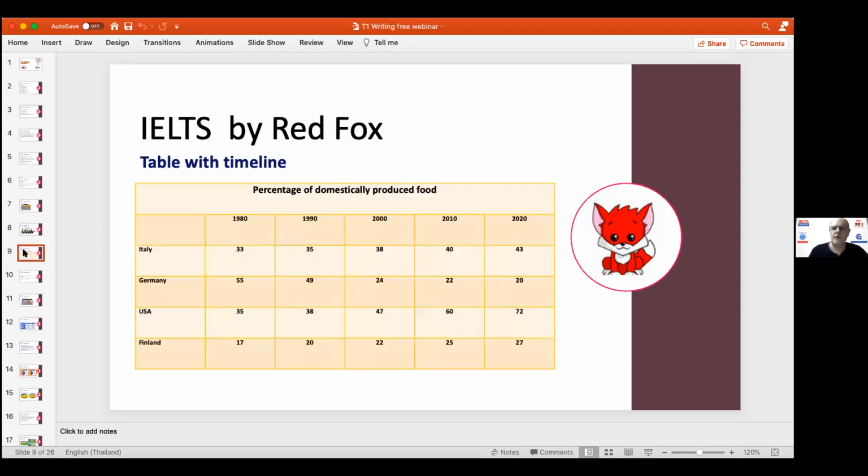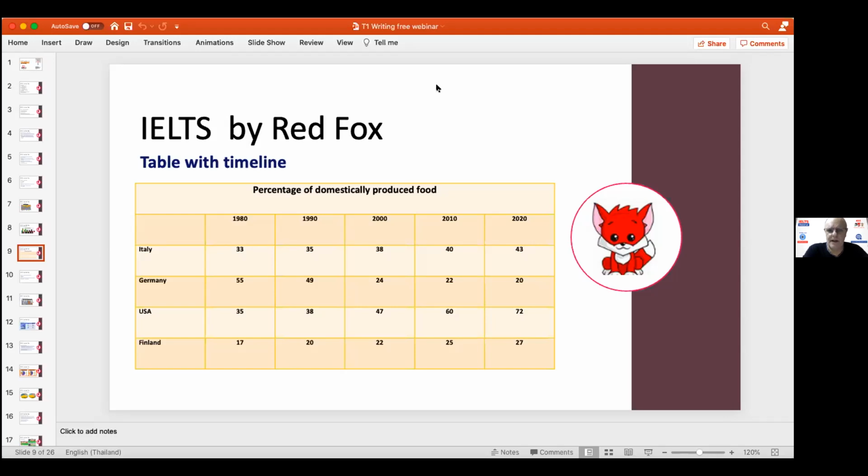Now, let's move on and look at a table. Tables are not as pretty as line graphs or bar charts. It's really just a box of figures, so it's not very pleasing on the eye. And that can really make it slightly more difficult. But essentially, this question is exactly the same. We answer it in exactly the same way.